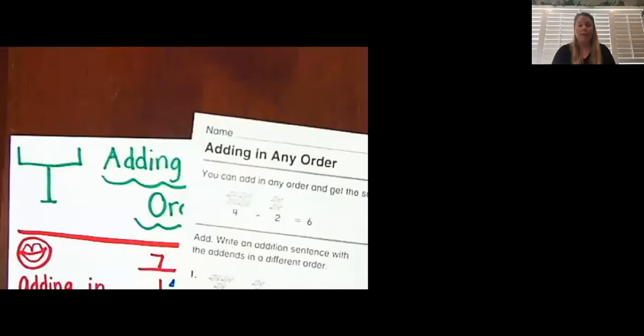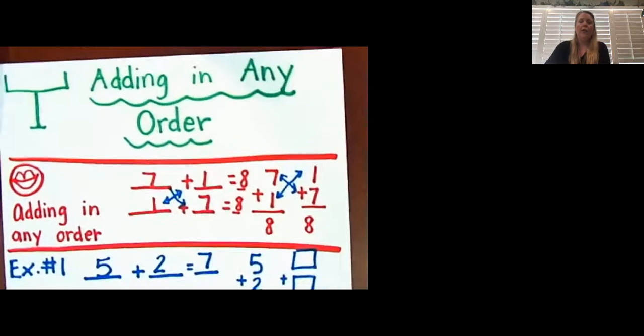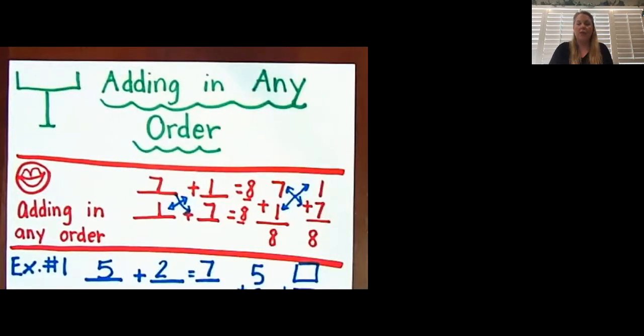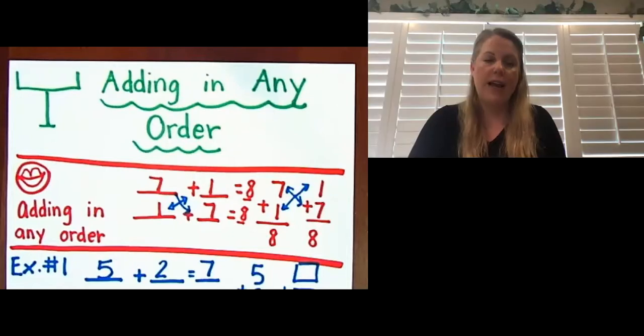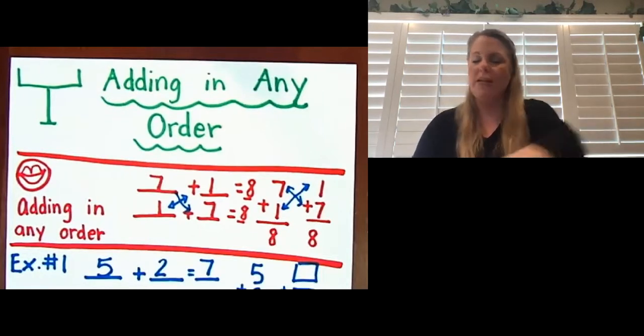Now, remember this week when we're doing math, we are reviewing some concepts that we've already learned. So let's go ahead and move that out of the way. Let's look at what we're going to be working on today. This is called adding in any order, and that is a really easy way of saying commutative property. Remember, commutative property is super fun.